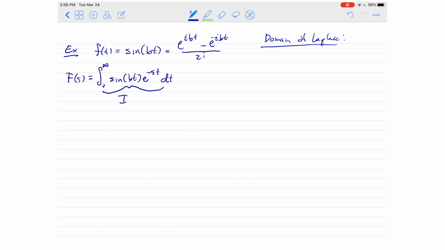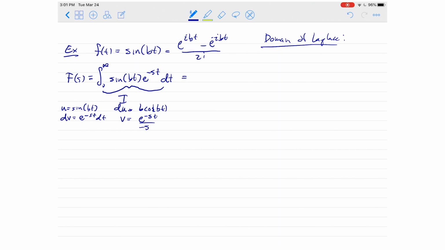And so let's go ahead and do that. This is going to involve integration by parts. So here, I'm going to take u equal to sine of bt, and I'm going to take dv to be e to the minus st dt. That gives me du is b cosine of bt, and v is going to be e to the minus st divided by minus s.